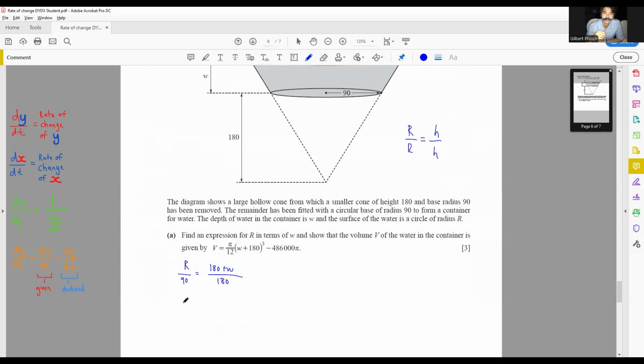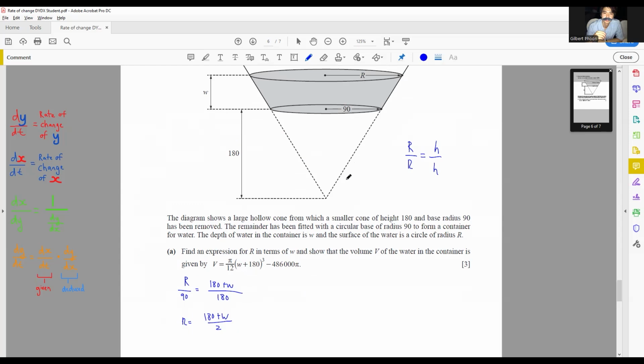Then simplifying, r is equal to 90 multiplied by this, which gives you (180 plus W) over 2, since 90 divided by 180 is 1 over 2. So now I have r in terms of W. Now, to find the volume of the water, I just need to use the volume 1 over 3 pi r squared h of the big cone minus the volume 1 over 3 pi r squared h of the small cone. I will get the volume of the shaded region.